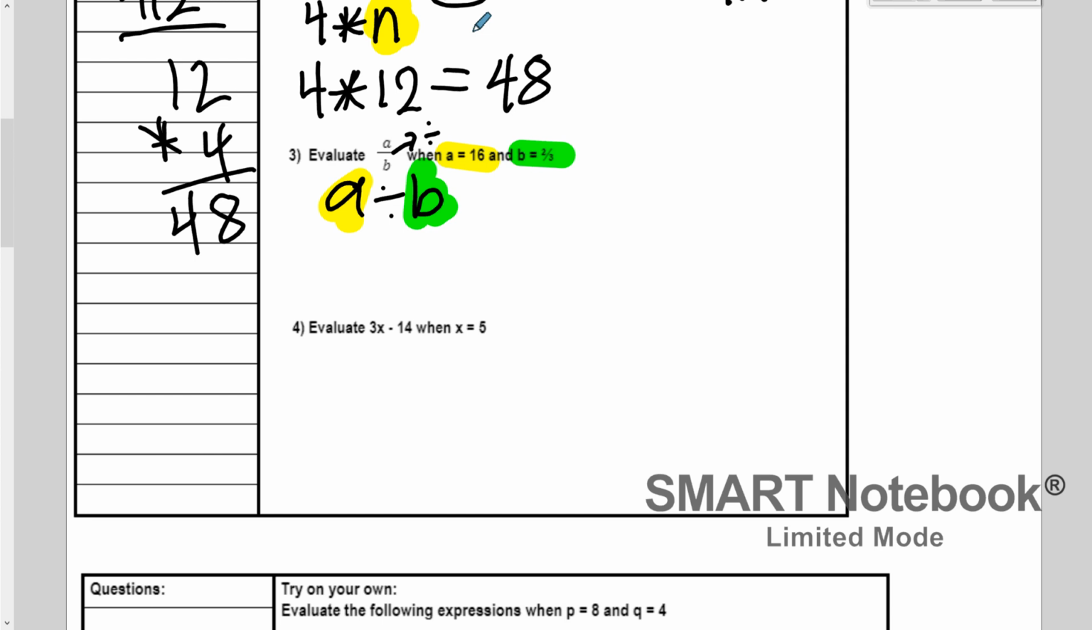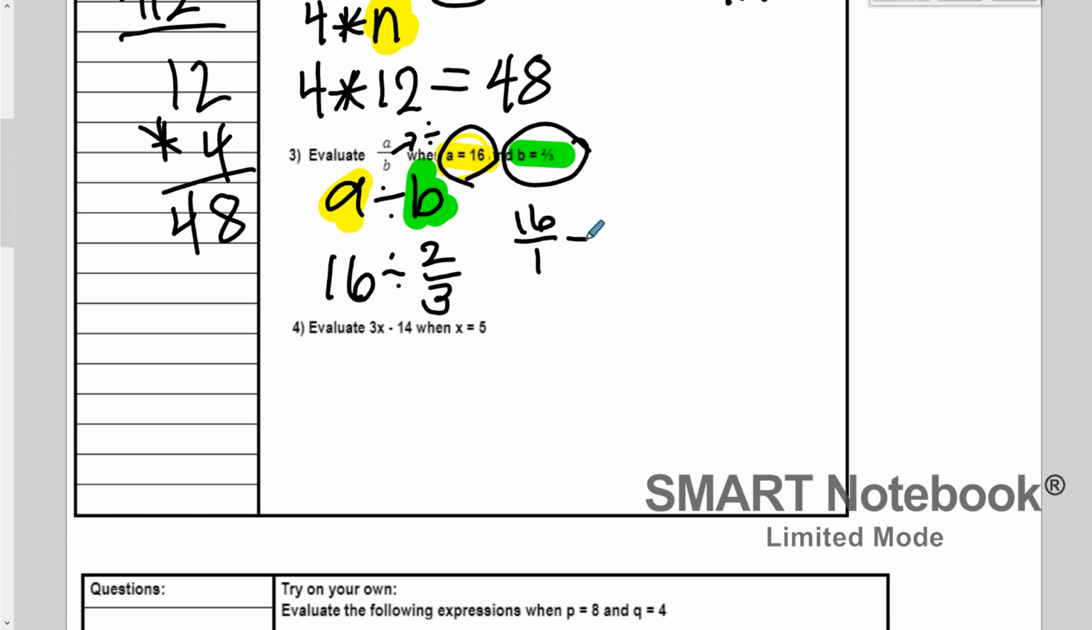Okay, so I'm substituting in a 16 for my A. So taking out the A, putting in a 16, keeping my divide sign the same, taking out a B, putting in a 2/3. Now we've got dividing fractions. First thing we have to do is make 16 a fraction. Think to yourself, how do we make 16, which is a whole number, into a fraction? We put a 1 under it.